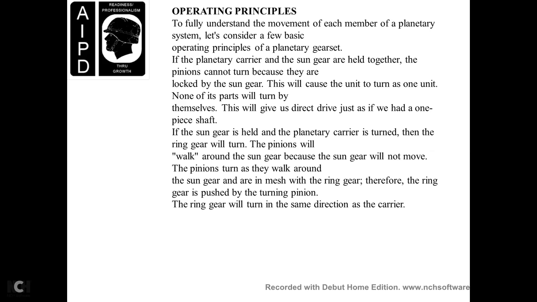The planetary carrier holds the pinions together with the sun gear. The pinions cannot turn because they are locked by the sun gear. This will make the unit turn as one unit, as none of these parts will turn by themselves. This will give direct drive, with a one-to-one ratio of the shaft.